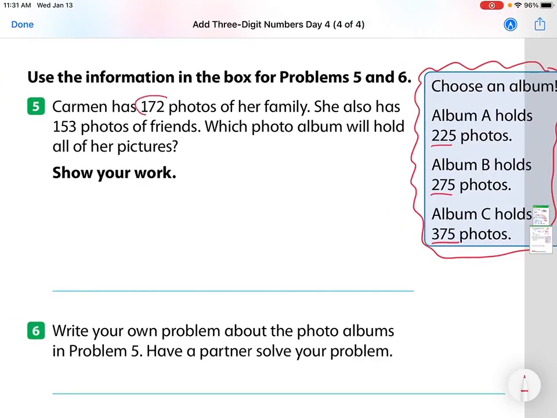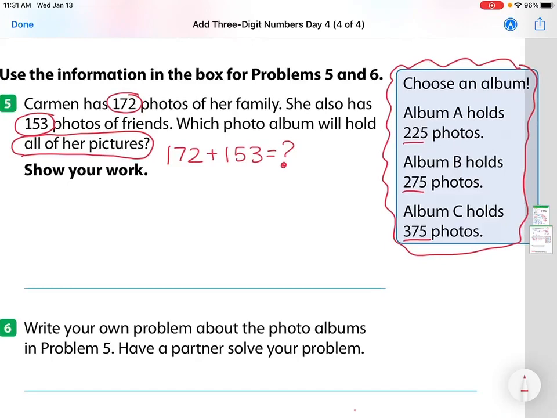Now, what do they want us to do? It says Carmen has 172 photos of her family. She also has 153 photos of her friends. Which photo album will hold all of her pictures? That means we have to add 172 plus 153, and whatever that answer is, we're going to find it over here in our box. It's either going to be album A, B, or C.